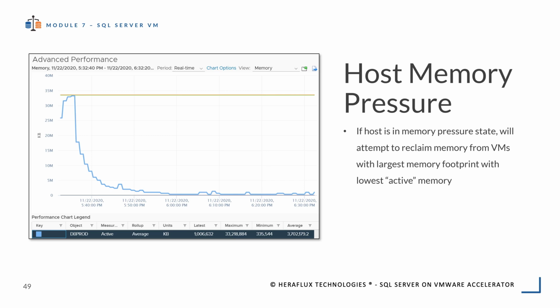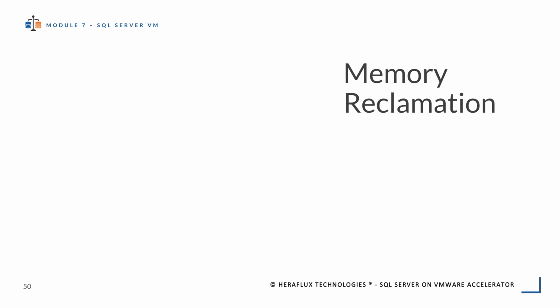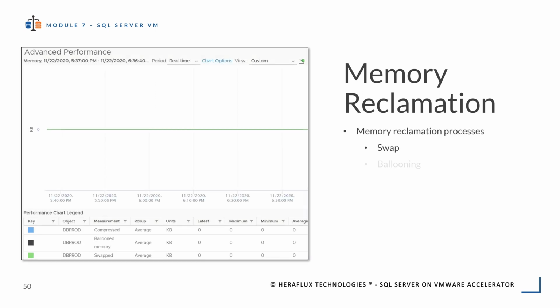If the host is under memory pressure, chances are your SQL servers will be amongst the first targeted for memory reclamation. This state is extraordinarily bad for your SQL servers. If a SQL Server is targeted for memory reclamation, one of three things can occur, all of which can cause major performance issues. The hypervisor can elect to swap virtual machine memory to its disk, or it can attempt to balloon the virtual machine memory, or it can actually compress the memory used by the virtual machine. Let's talk about each of these individually.